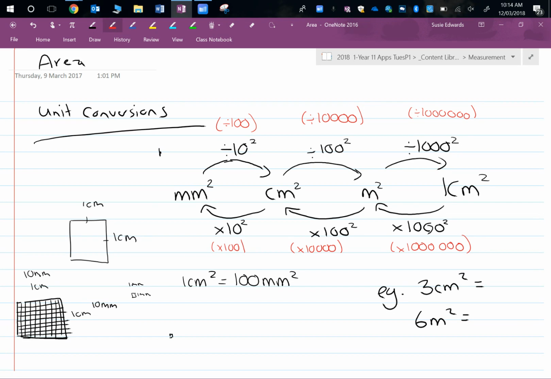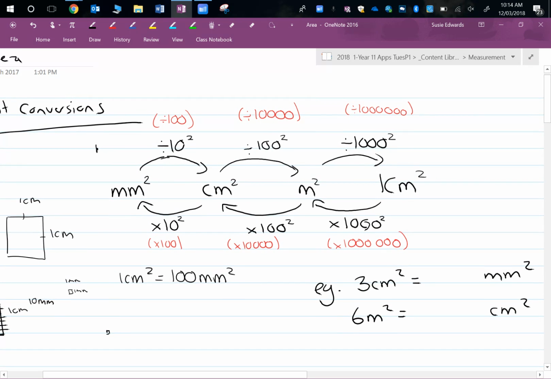All right, so if we have 3 centimetres squared and we want to go to millimetres squared, what do we have to do? Square centimetres to square millimetres. We're timesing by 10 squared. So we're timesing by 100, which means how many decimal places are we moving? 2, the number of zeros, okay? So it's 300 square millimetres.